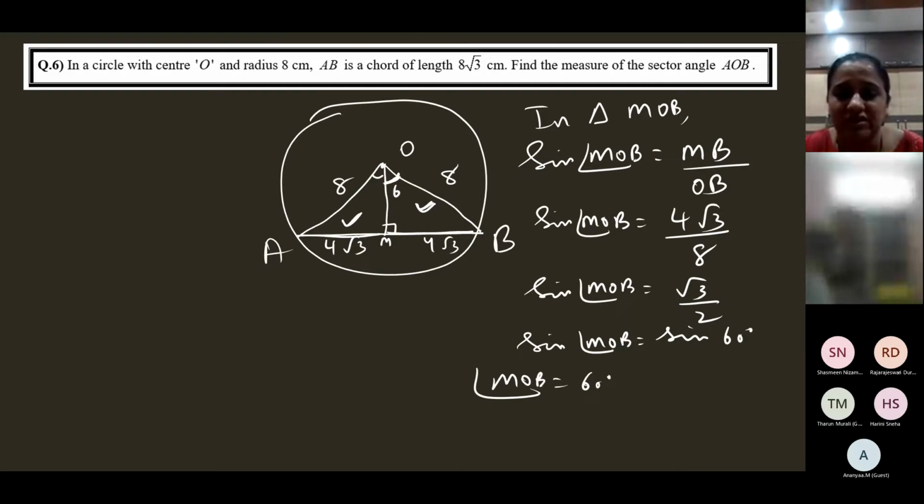So MOB is 60, but MOB is equal to AOM. So this is also 60. By CPCT, the two triangles are congruent. So the sector angle AOB is 120 degrees.